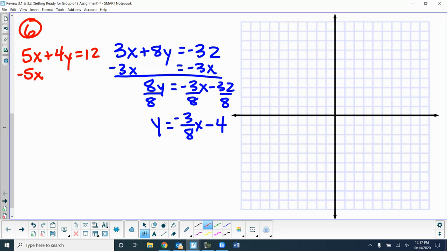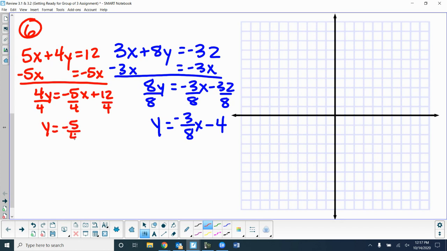Here, subtract 5x and divide by 4. Everything gets divided by 4. Some of us are forgetting that step. Okay, any questions on that step? So that's what we're going to do when we have to do it graphically.